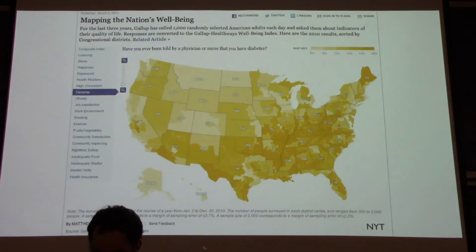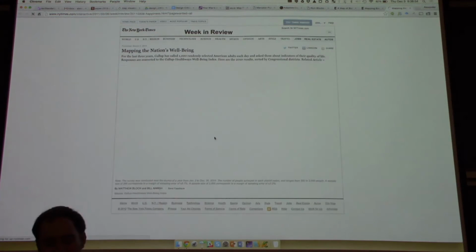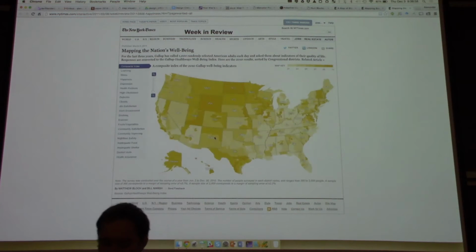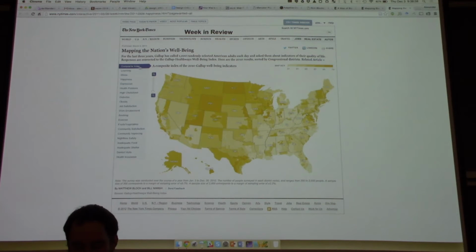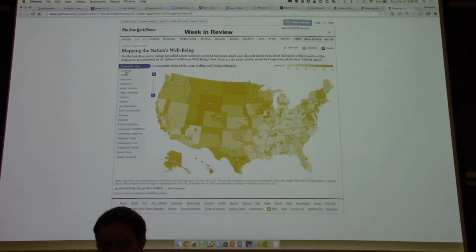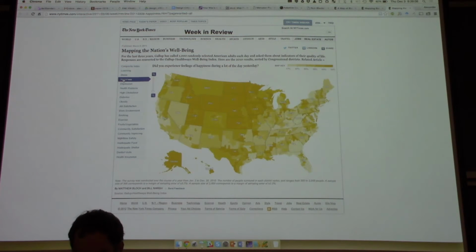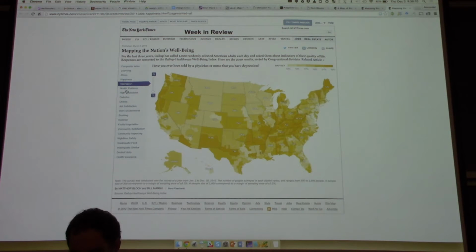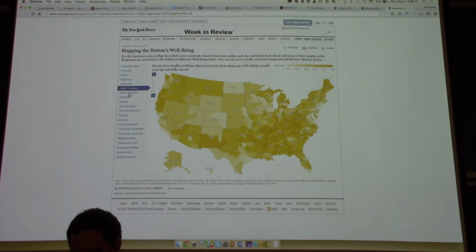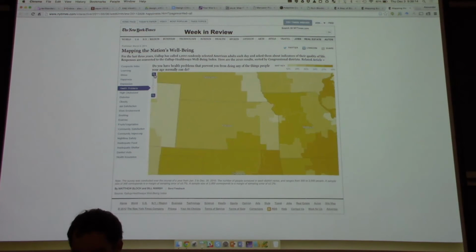And yeah, there's of course football and so on. Here is a map of the nation's well-being. I think there are various indices like learning or stress. And stress seems to be pretty high in Utah. Happiness seems to be pretty high in Utah. Depression is not so high. Health problems, you can zoom in.